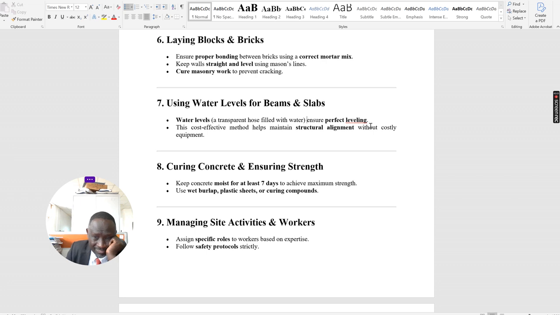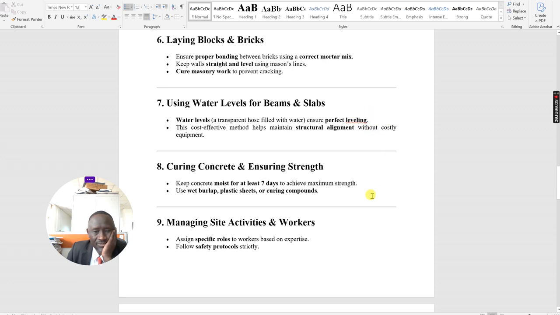So use of water levels has some technique. You don't just pour water and then say, yeah. If the water pipe has a lot of bubbles, you will get the level wrong, so you also have to be aware of that. This cost-effective method helps to maintain structural alignment without costly equipment. So that is how you do cost saving. At the same time, you are achieving value for money and a durable structure.